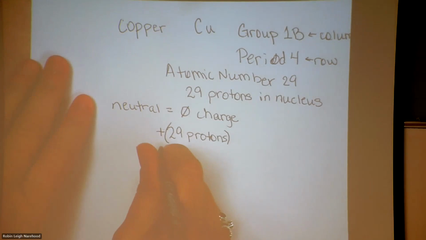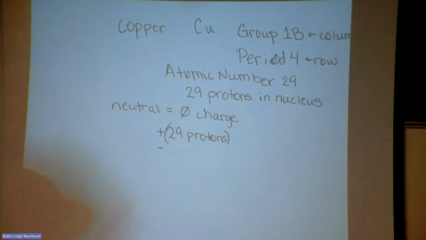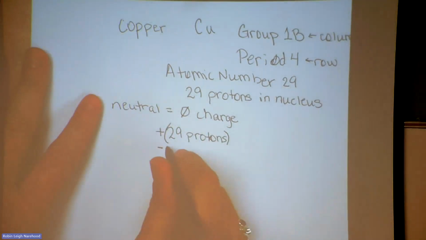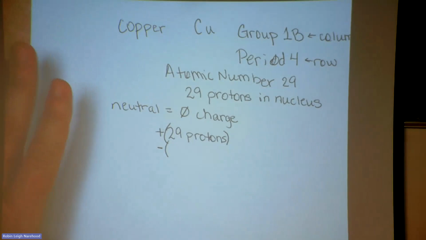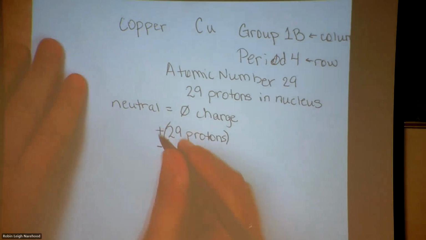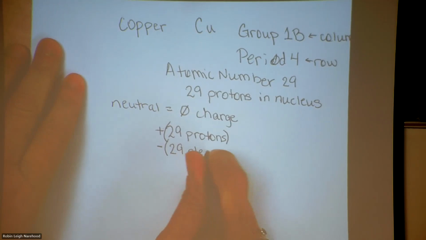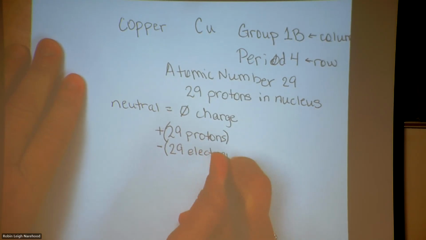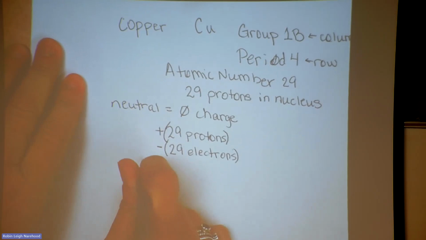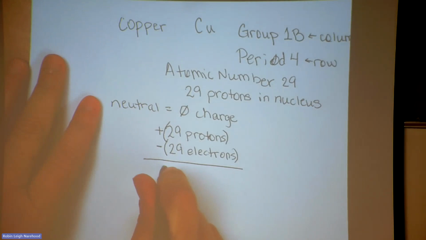Each electron is negative. It's not a minus, it's a negative. Each individual little piece is negative. And if I wanted something with a zero charge, if I have 29 positives, how many negatives would I need to have? None. And if you add those together, you get 0.